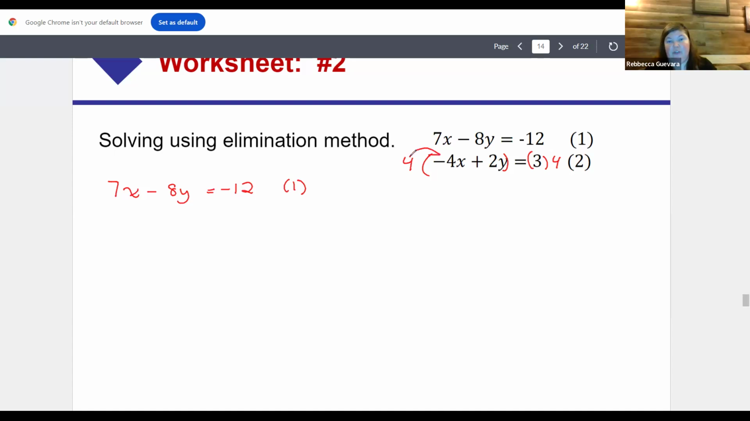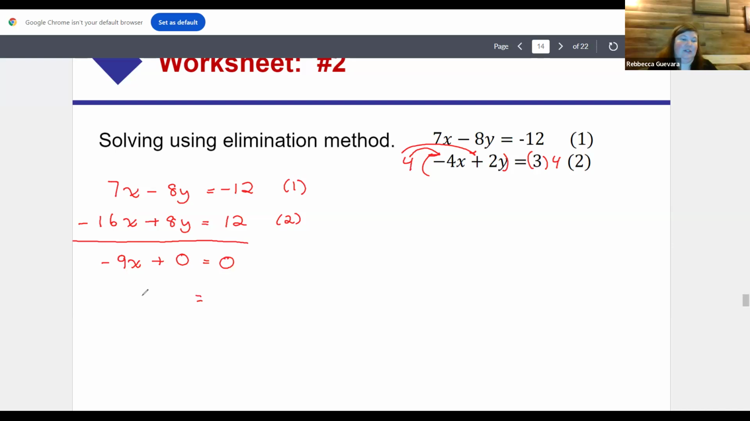Equation number 2, we distribute this 4, we get a negative 16x. And then, sorry, negative 16x plus 8y. And then this is going to equal 12. So this is my new number 2. If we add those together, we get a positive 7x plus a negative 16x. So that should leave us with negative 9x. Then this is going to be negative 8y plus 8y. That cancels. Negative 12 plus 12, that cancels.